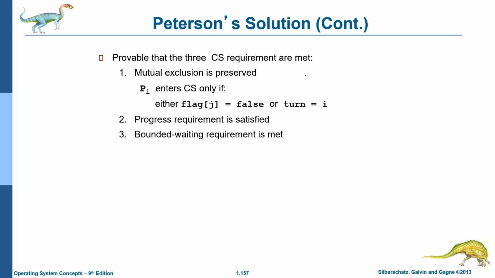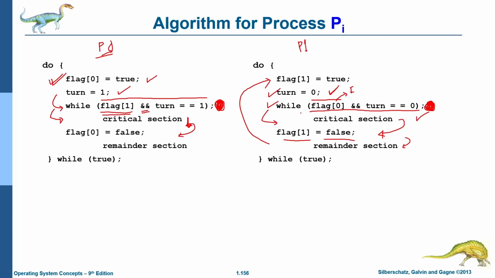that mutual exclusion is preserved. We saw that only one process can be inside the critical section. How is progress satisfied? Is progress satisfied? What is progress? If none of them are in their critical sections, and if one of them wants to enter, or both of them want to enter, then that decision cannot take a very long amount of time.